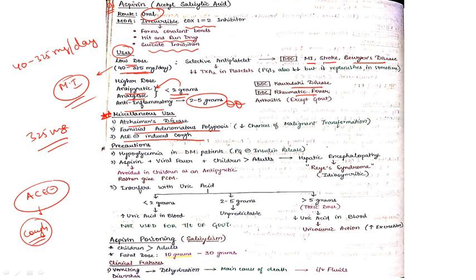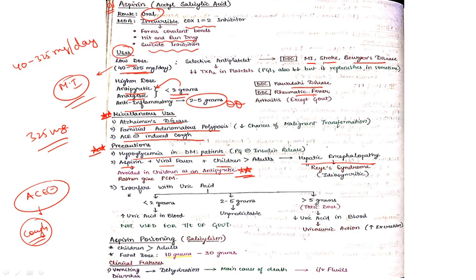Now, what precautions should we take while taking aspirin? Hypoglycemia in diabetes mellitus patients can happen. Aspirin is associated with viral fever in children. It may lead to hepatic encephalopathy, which is known as Reye's syndrome. If aspirin is administered to children suffering from viral fever, it may lead to Reye's syndrome, that is hepatic encephalopathy. So it is avoided in children. As an antipyretic, we give paracetamol.